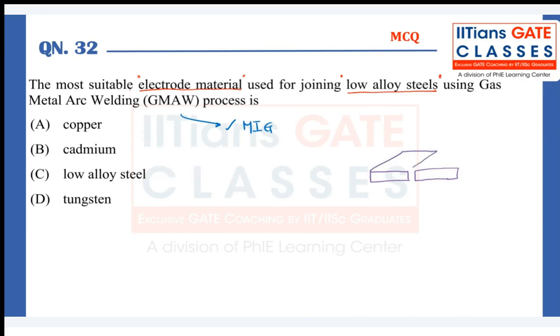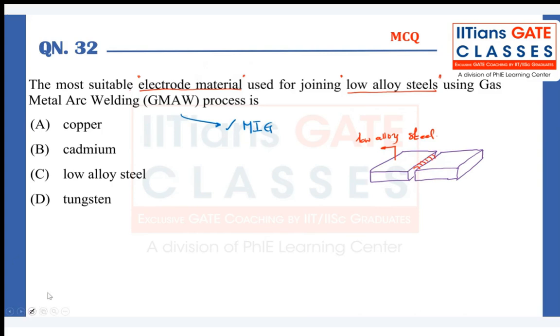These two plates are going to be joined with a welding process. Now what they said, it is a low alloy steel. Two plates are low alloy steels. All right. Now, if you want to join this, what is the filler material they're asking? What is the electrode material they're asking?